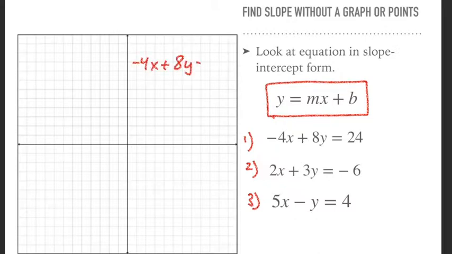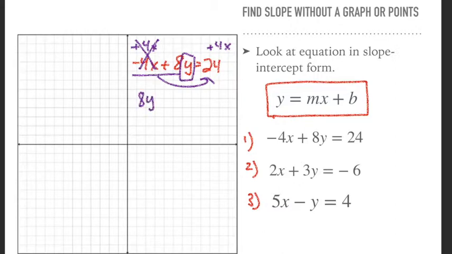I'm going to use the graph as my workspace for now. What I want to do is keep my y by itself on one side and everything else on the other side. So that means I have to move all of this to the other side of the equal sign. I'm going to start by moving the 4x. If I add 4x to each side of the equal sign, the left side is going to give me a 0. So now I have 8y equals 4x plus 24.